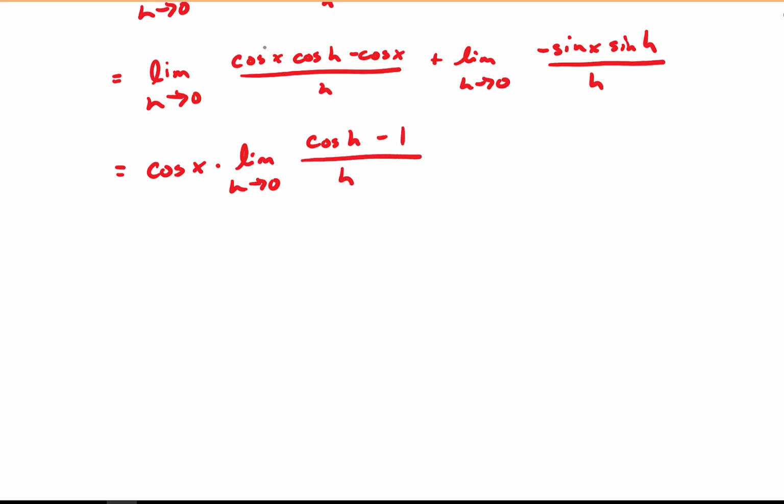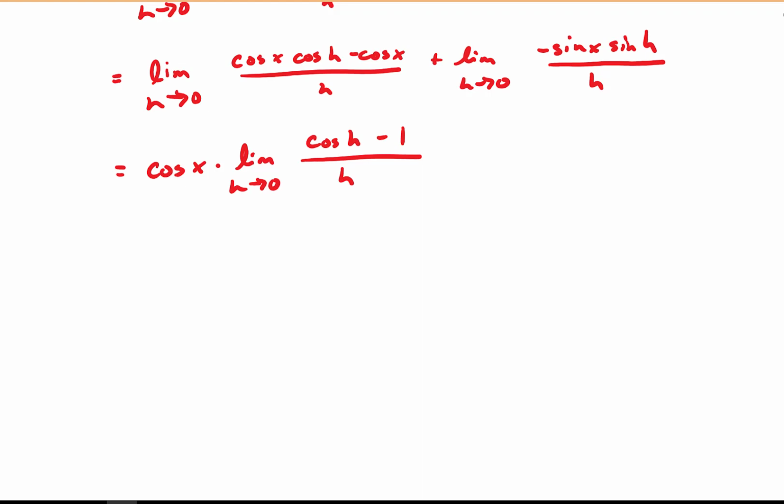So I did two steps at once. First I factored a cosine of x out of both terms in the numerator, and then I went ahead and pulled that cosine of x outside of the limit. Why was I able to pull that cosine of x term outside the limit? Because the cosine of x, that factor, is independent of h. It's a constant as far as h is concerned.